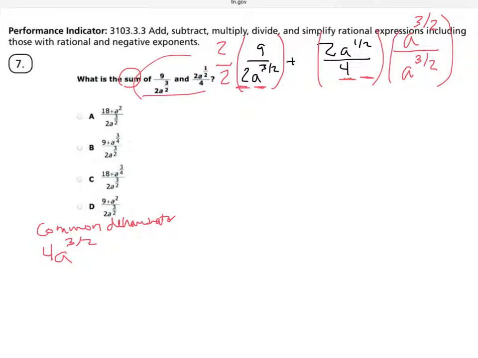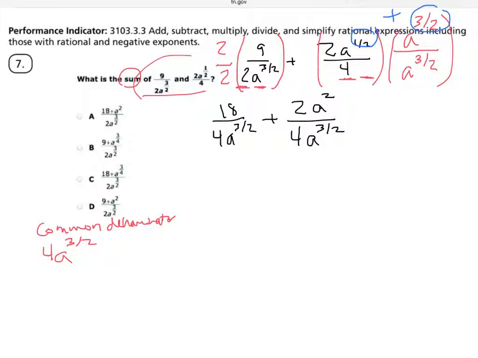When you're multiplying fractions, you multiply the tops and put it on the top. So here I'd get 18, I'd get 4a to the 3 halves plus 2a. And then just recall that when we are multiplying bases that are the same, then we add those exponents. So really I have 1 half plus 3 halves, that would make 4 halves, and 4 divided by 2 is really 2. And then in the bottom, I have 4a to the 3 halves.